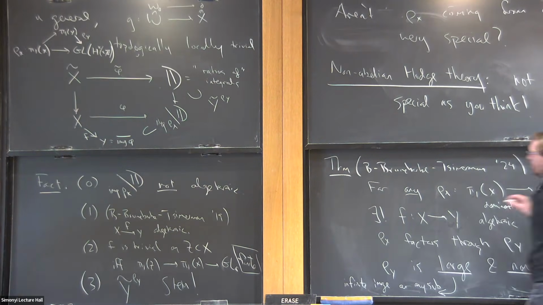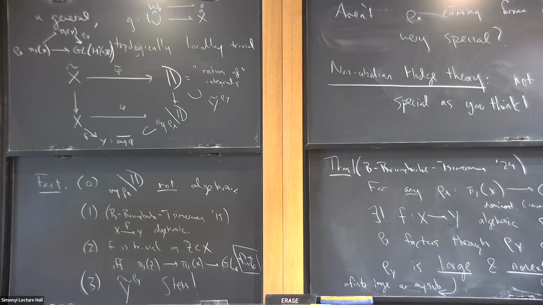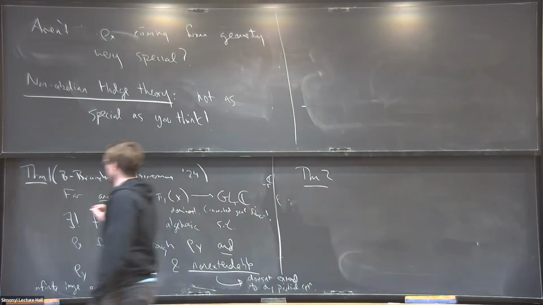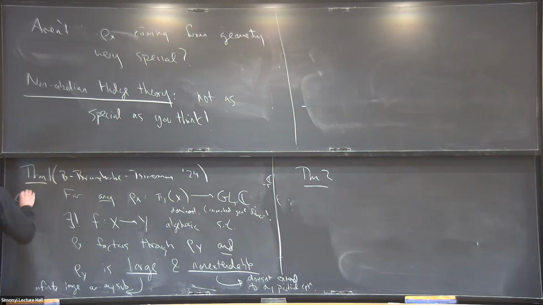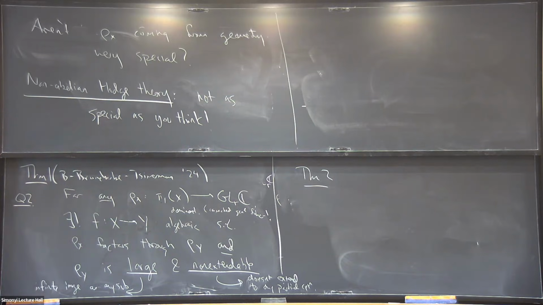Okay, so that's theorem 1. And theorem 2, so this is sort of an answer to question 2, right? Because it's telling you, once again, that you have an algebraic family of maximal subvarieties along which this representation has finite image.